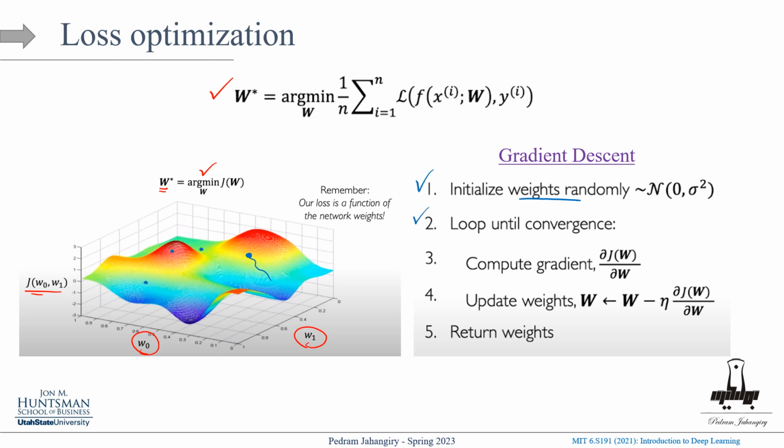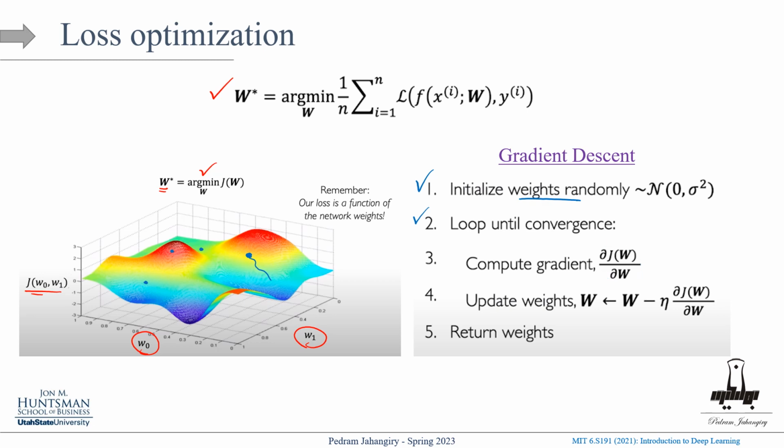Step number 2, we're going to loop until convergence. What does that mean? We are going to compute the gradient for the entire data set. This is the point that makes the difference between gradient descent, stochastic gradient descent, and mini batch. So I want you to pay attention. If I calculate this gradient with respect to weights using all the observations in the data set, so using the entire sample.